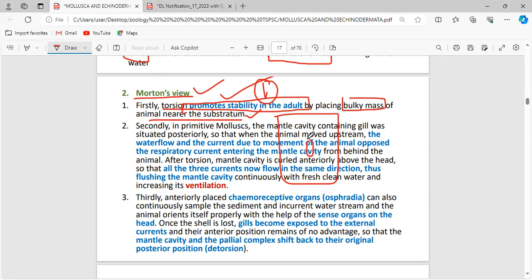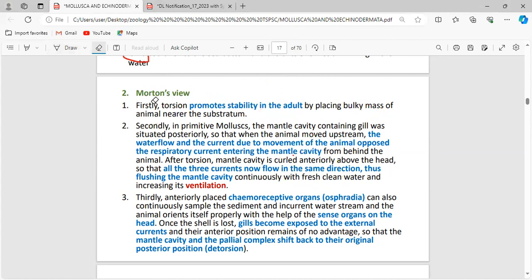Okay, the snail will be there, the gastropods will be attached to those snakes. We cannot find the animals, we can find only the shell, because all the internal organs will be present there. See, all the bulky mass of the animal is near the substratum. This is an important mechanism followed by the gastropods.